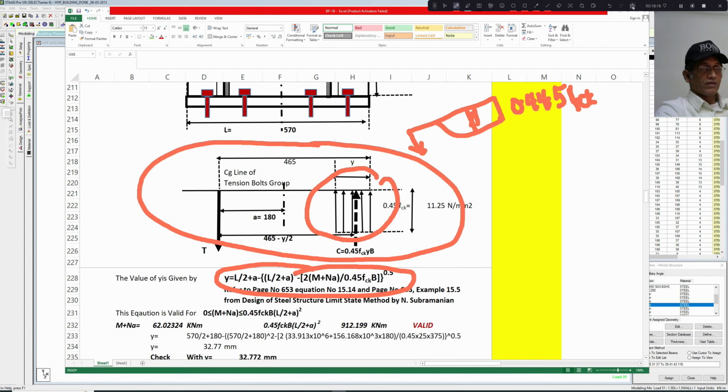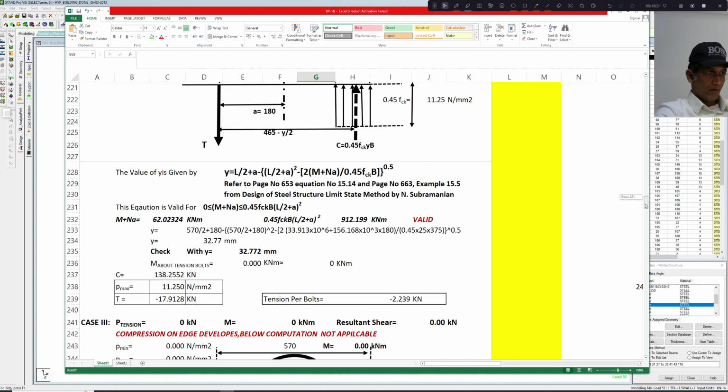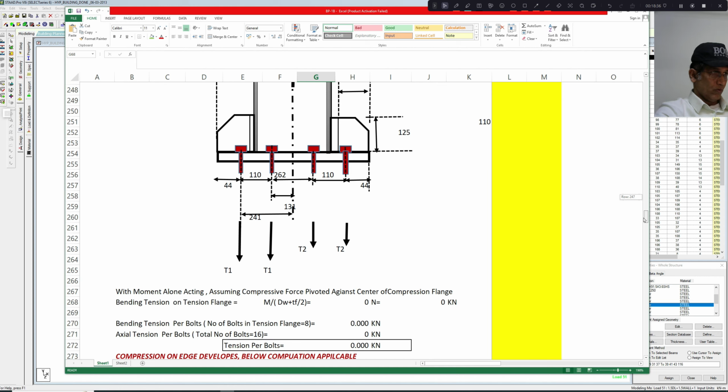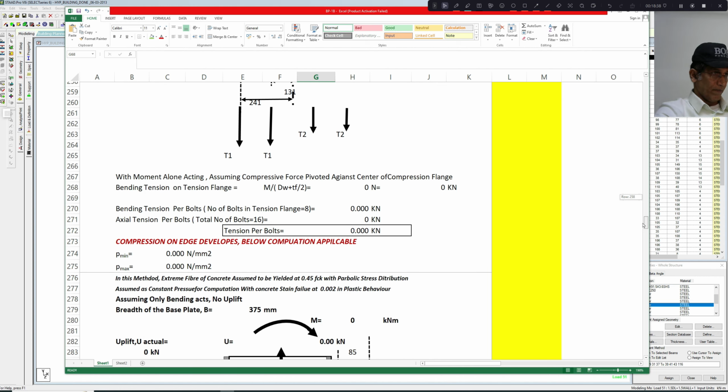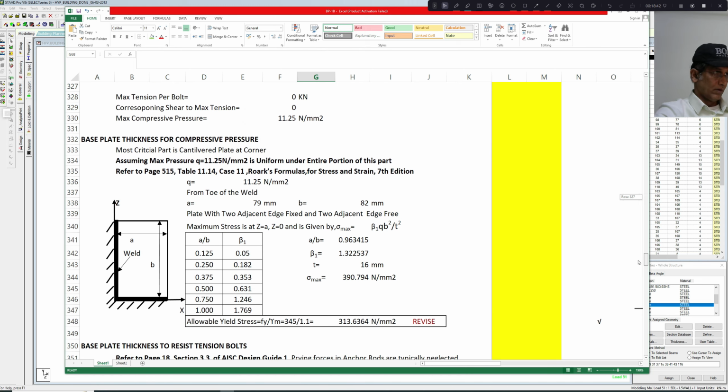We are using the same equation, and done from the basic also. Further, there is no tension, so we have not considered any tension application here. So nothing is there in tension. Then base plate thickness based on compressive stress.